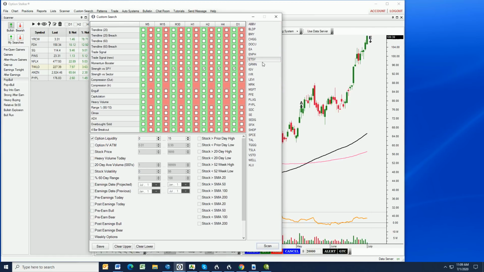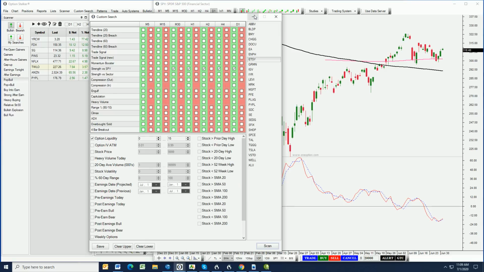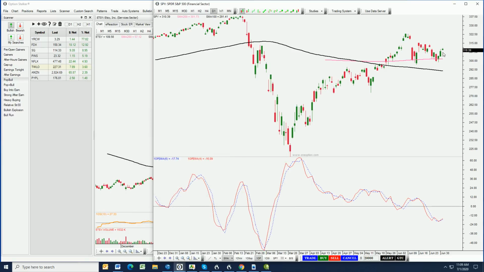stock. Did you see how easy that was for us to find those? Super, super, super easy. That's what Option Stalker does, it helps us find these stocks. So the market looks pretty good in here. I like that it's been able to break out above this downward sloping trend line. I'd like to see it close above the $310 price level, which it is at right now.